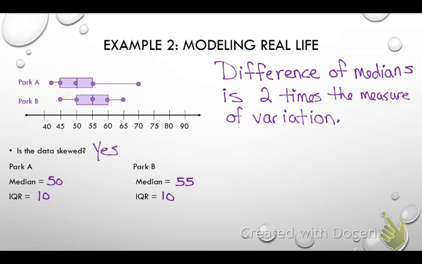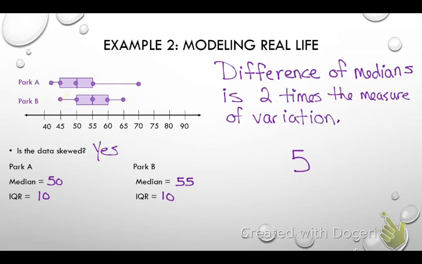What is the difference in the medians between the two parks? 55 minus 50 is 5. What was my IQR? 10, my variability. Is 5 what's 2 times 10? Double. That's not 5. So because it's not 2 times the variability, it's not significant. 5 is not twice my IQR. My IQR was 10, so the difference in the medians would have had to be 20.